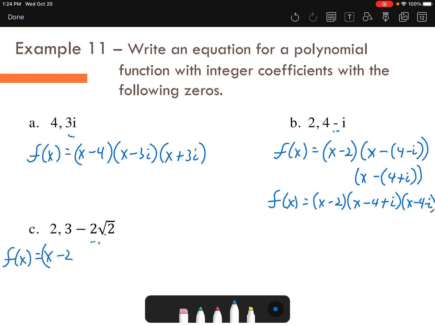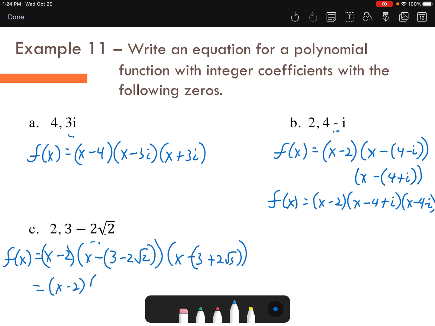For the last one, it's going to be x minus 2, x minus the quantity 3 minus 2 radical 2, and x minus 3 plus 2 radical 2, parentheses. And so you can clean that up if you choose to look like this or that.